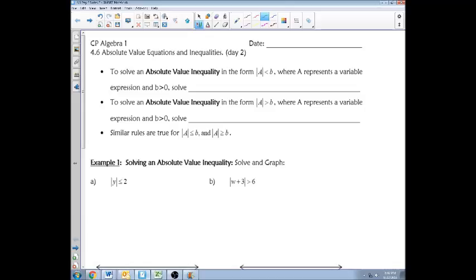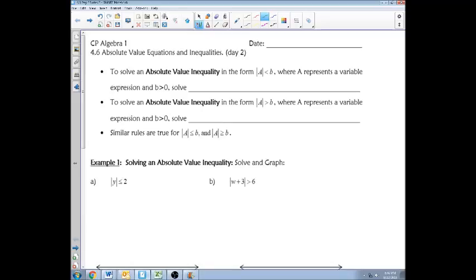It is lesson 4.6, Absolute Value Equations and Inequalities, Day 2. Now we're going to talk about how to solve absolute value inequalities. The last section we talked about how to solve absolute value equations.